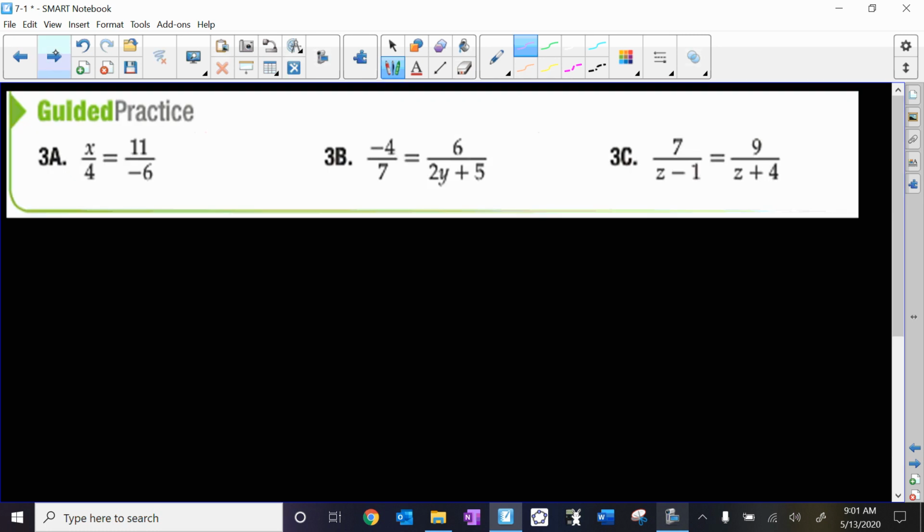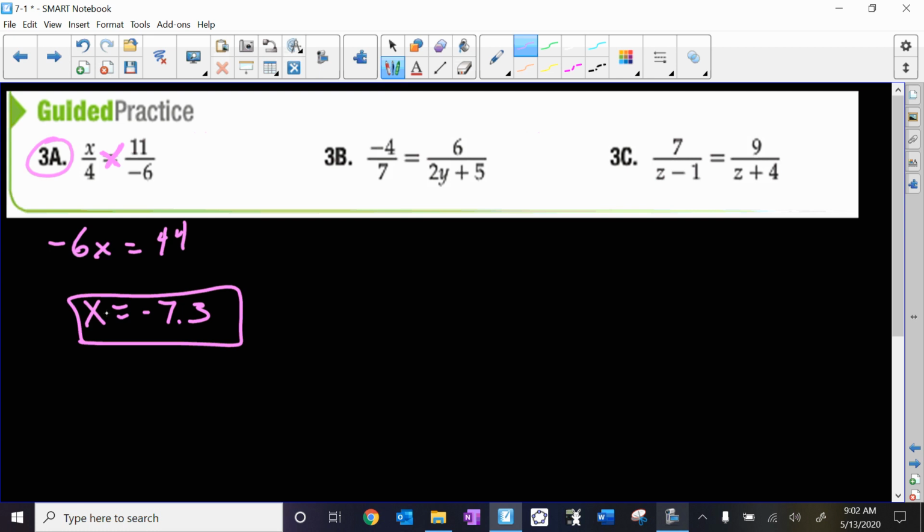So a couple examples, we'll do two of them. We'll look at 3A first, real basic one. To solve the proportion, we're going to cross multiply. So I'm going to take x times -6, which is -6x, and then that should equal 11 times 4, which is 44. We're going to divide by -6, and x is then going to equal -7.3. That would be the first one.